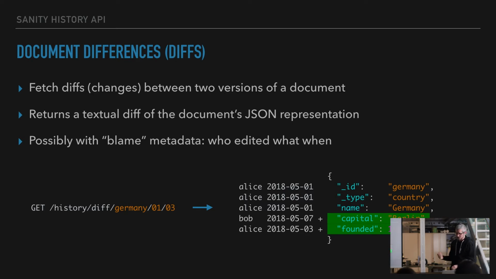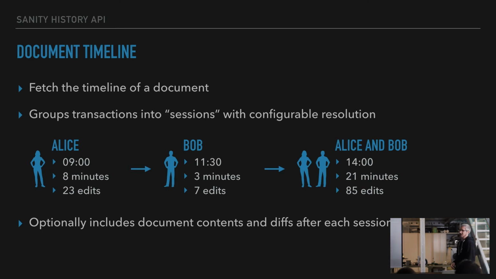And then finally, and probably the most useful feature, is a document timeline, which allows you to fetch a complete timeline of what happened to a document over its lifetime. But because there's a lot of mutations going into our documents, because people are constantly adding changes to documents, we'll probably group these transactions into sessions with a configurable resolution. That means that instead of getting 1 million transactions, you're just going to get first a session where Alice at 9 o'clock worked for 8 minutes and made, say, 23 edits. And then later on, Bob at 11:30 worked for 3 minutes and made 7 edits. And then Alice and Bob later collaborated for 21 minutes and made 85 edits.